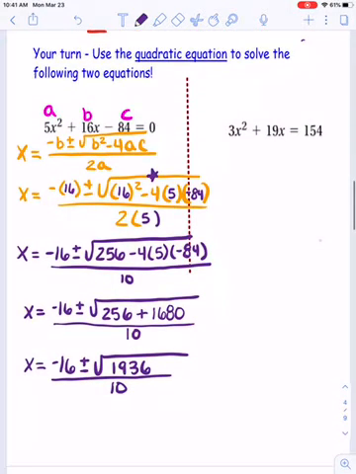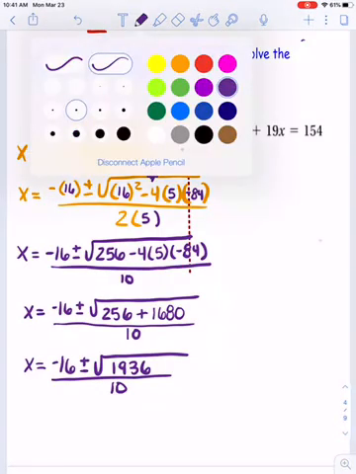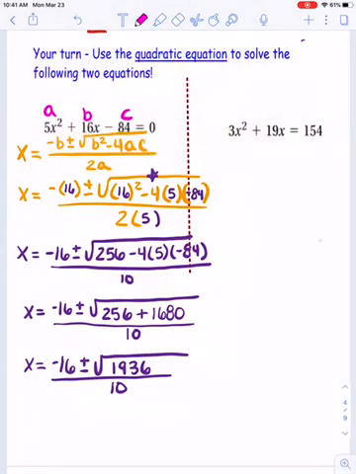So after that, I'm going to go ahead and simplify even further. I'm going to take the square root of 1,936. And when I do that, I get x equals a negative 16 plus or minus. The nice thing is, square root of 1,936 ends up actually being 44. It's a perfect square. So again, you need a calculator for that, which is just fine, divided by 10.